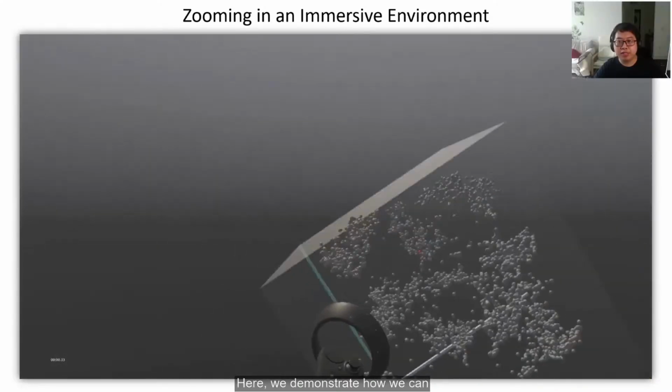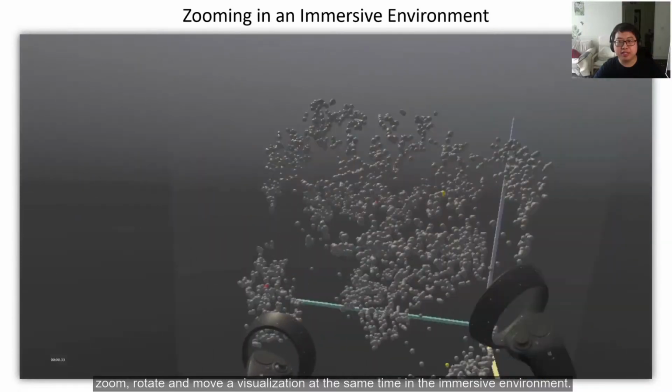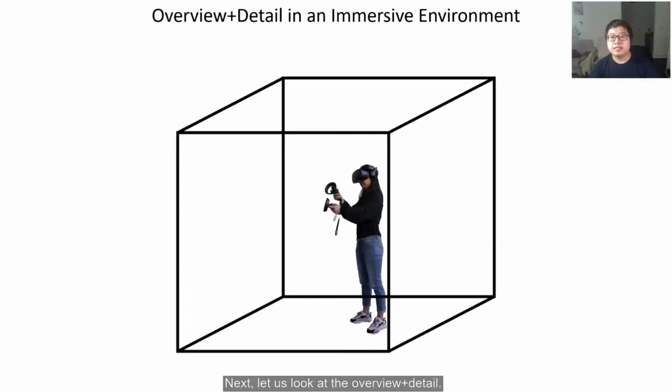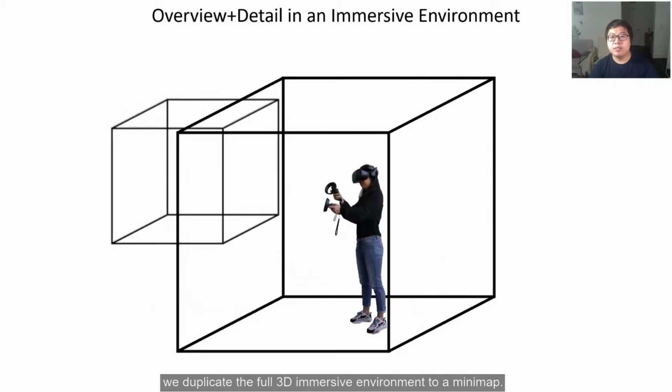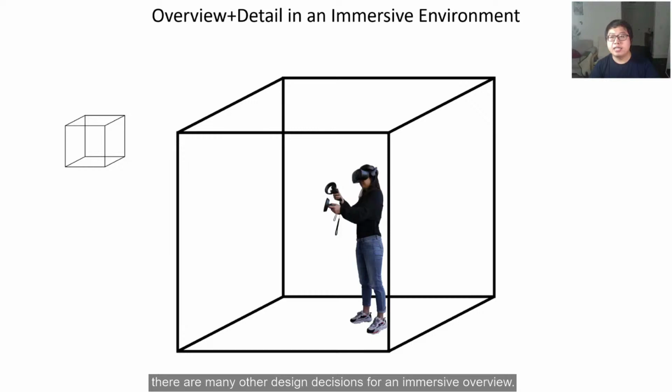Here, we demonstrate how we can zoom, rotate, and move a visualization at the same time in the immersive environment. Next, let's look at the overview plus detail. Following the basic idea of overview, we duplicate the full 3D immersive environment to a minimap. Although this basic concept is simple, there are many other design decisions for an immersive overview.